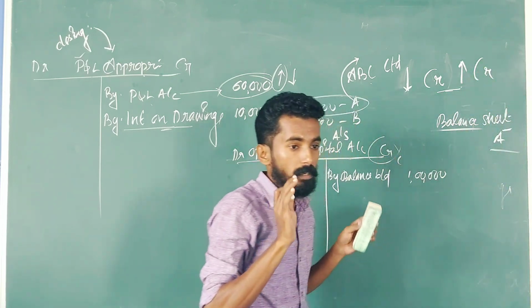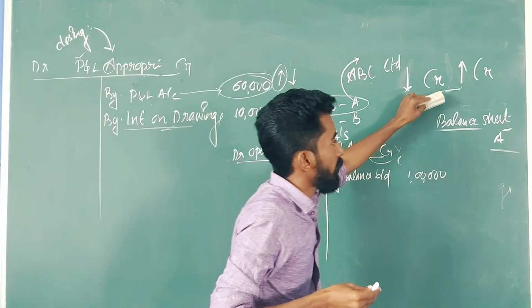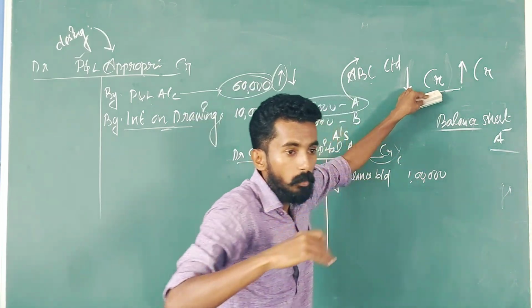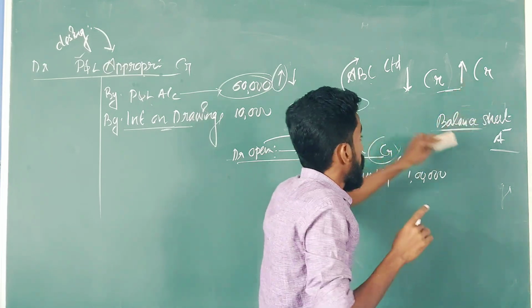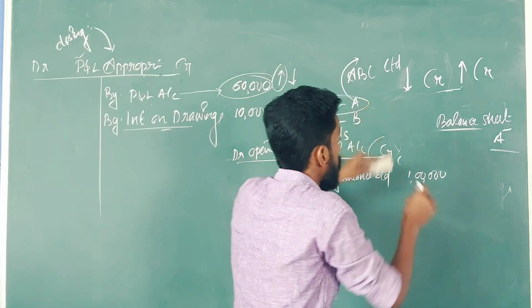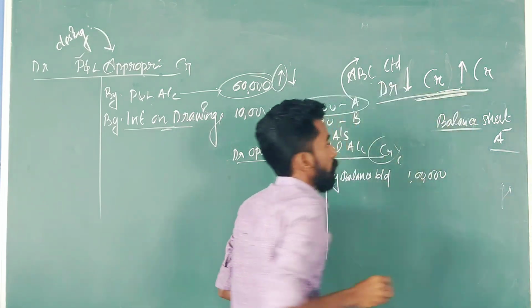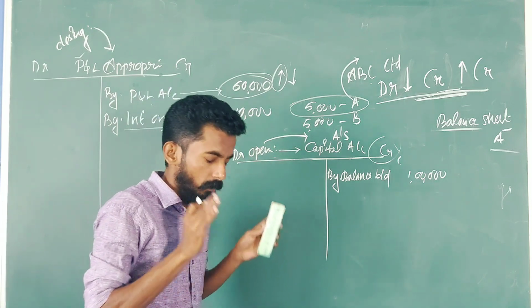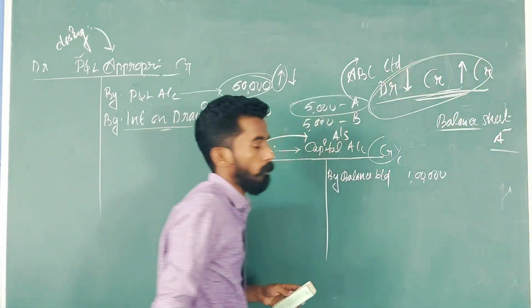If you want to increase the capital account, we need to credit. Please fix this logic. If an account shows a credit balance and we need to increase that balance, we need to credit it, and if we want to decrease the balance, we need to debit that particular item in that account. Clear? This is the logic. Fix it clearly first, then very easily we can understand the topics.